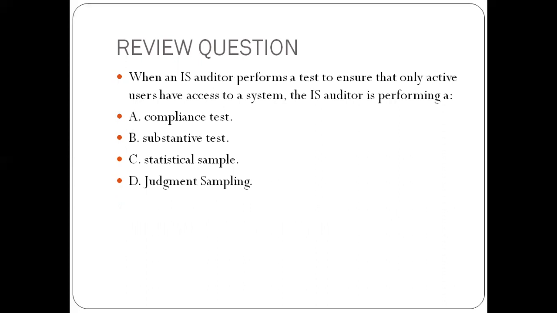All right, the next question. When an IS auditor performs a test to ensure that only active users have access to the system, the IS auditor is performing a dash: A, compliance test; B, substantive test; C, statistical sample; D, judgmental sampling. Definitely, this is a compliance test. We want to test whether only active users are given access. So that means whether they are following policy in user registration and user deregistration. So the answer is definitely A, compliance test.